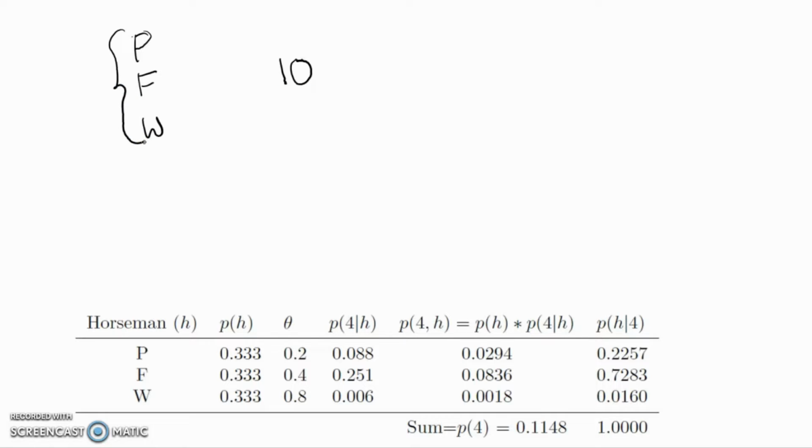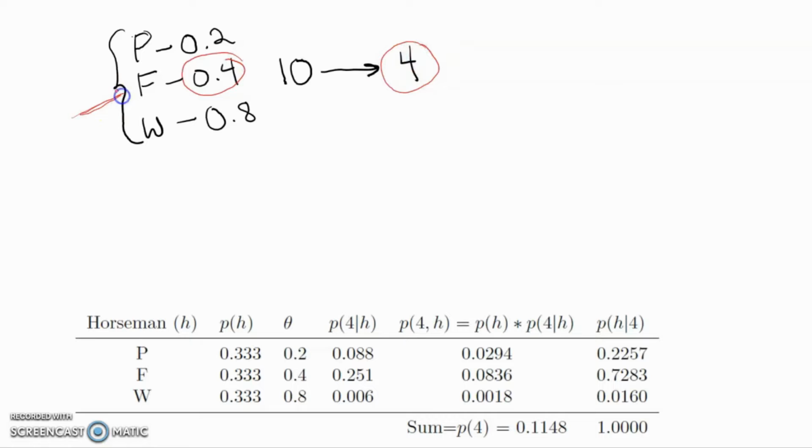Well, we've got two additional pieces of information. We know that when pestilence attacks, typically 20% of the individuals are killed. When famine attacks, typically 40% of the individuals are killed. And when war attacks, typically 80% of the individuals are killed. In addition, we know that of the 10 people in this community, 4 died during the attack. And since we've got 0.4 here and 4 here, that suggests that famine might be responsible, but we don't know with any certainty, I should say.